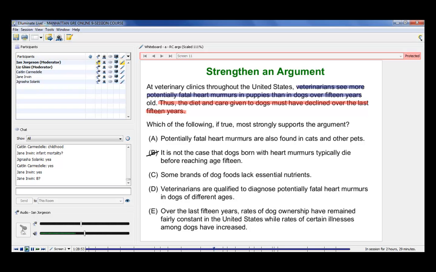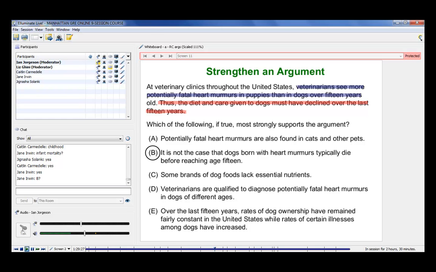The easiest way to weaken this argument is to say the reason why dogs that are older don't have heart murmurs is because dogs with heart murmurs die. And thus, the only ones that last to age 15, oops, I'm sorry, I just crossed it out. I meant to circle it. The reason why dogs that are older than 15 don't have heart murmurs is because they've already died. All the dogs that had heart murmurs died before they got to be that old. So that would be the way to weaken the argument.